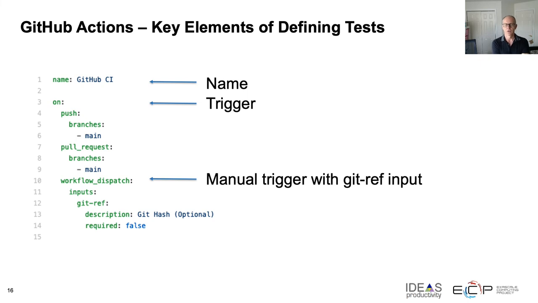You can also, with GitHub Actions, create manual triggers. So for example, if you wanted to run this workflow, but you want to run it against a different Git commit, then you can add a workflow dispatch entry like this, which will put a button and some user interface elements that allow you to manually run the workflow and provide additional information.